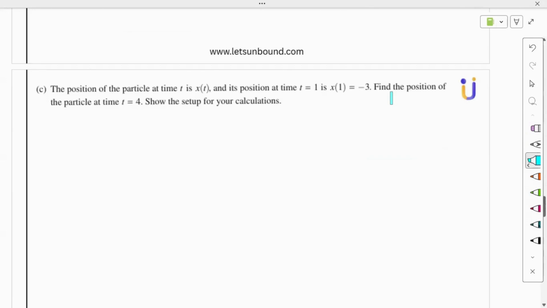The position of the particle at time t is x of t, and its position at time t equal to 1 is minus 3. Find the position of the particle at time t equal to 4. Show the setup for your calculation. Let's go.